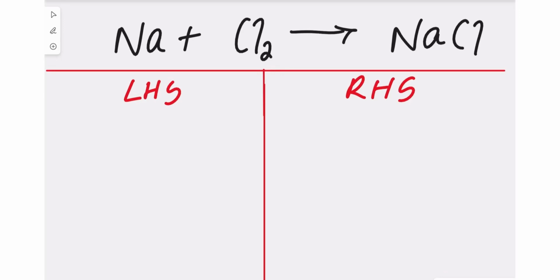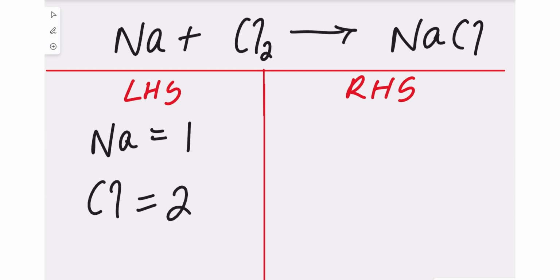So today we're going to be balancing four equations in one video. Let's get started with this equation, which is Na plus Cl2 gives NaCl, which is pretty easy. We're going to start off by writing the number of atoms of each element on the left hand side and right hand side, which is Na equal to 1 on the left hand side and chlorine equal to 2 on the left hand side, and Na equal to 1 and chlorine equal to 1 as well on the right hand side.